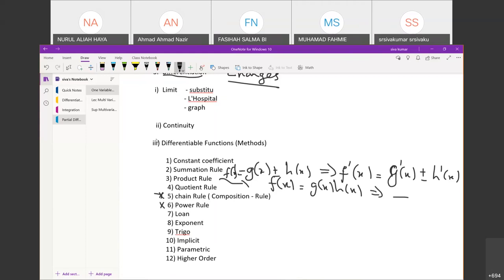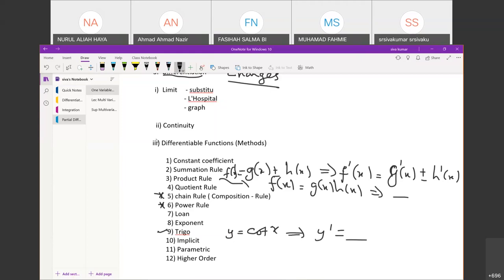powerful rules. And you should master this kind of rules very well. Power rule, ln, exponent, trig, please master everything. For example, I say sine, cosine, cotangent, everything you should know very fast. If I ask you, what is this? For example, cot x.